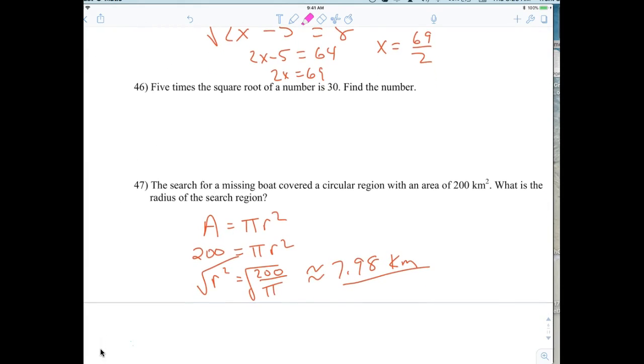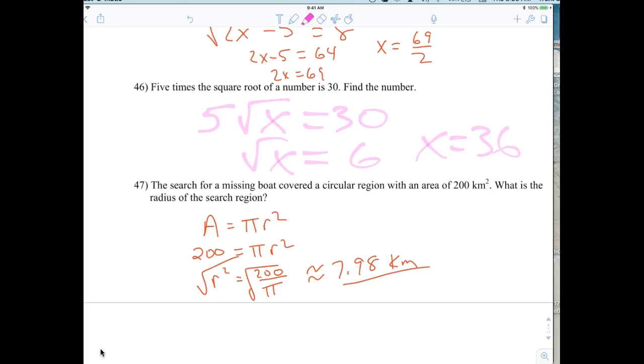Number 46. 5 times the square root of a number is 30. Square root of x is equal to what? So x is 36.